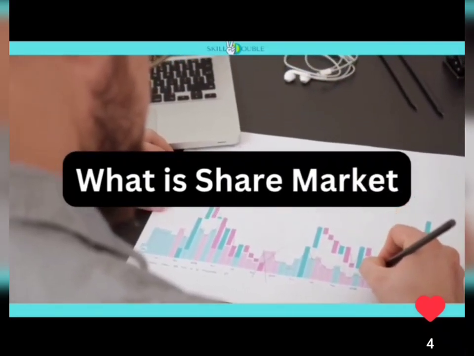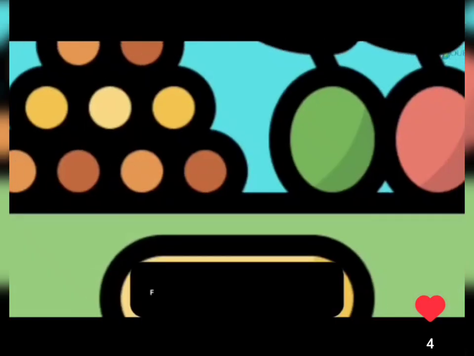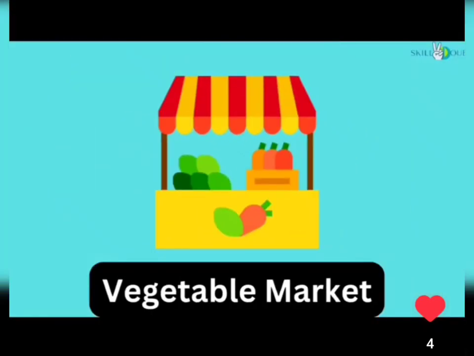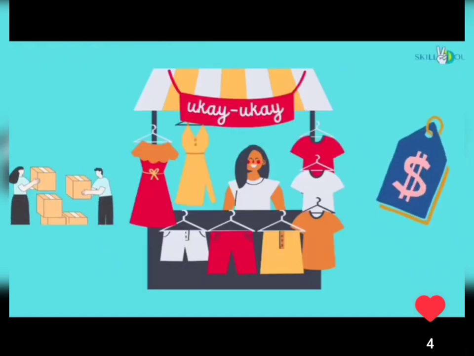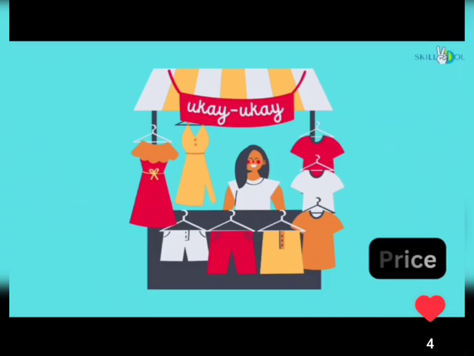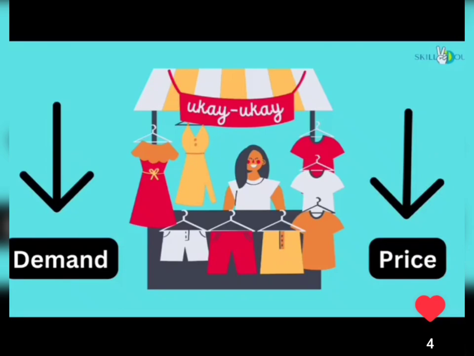In this video, we will try to understand what is share market in a more simplistic way with examples. So let's start. Like any other market, for example, fruit market, vegetable market, fish market, or garments market, where vendors try to sell their products to buyers. The vendors usually display their product and offer to sell them at a price determined by the demand for the product. If the demand for the product is high, the price is high. If the demand is less, the price is low.